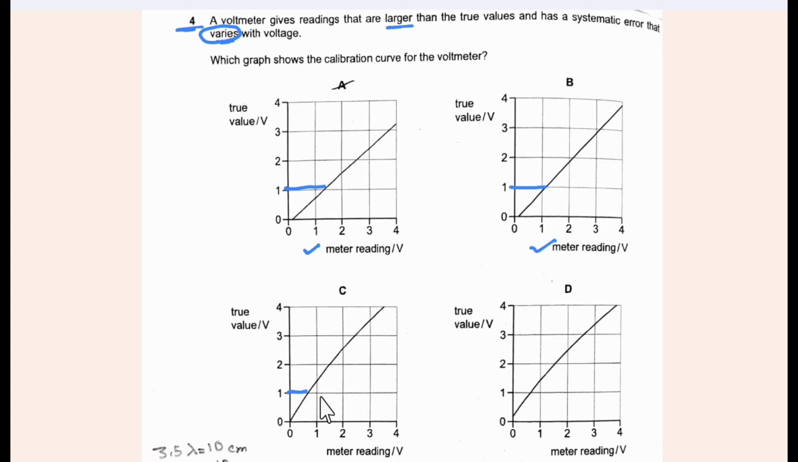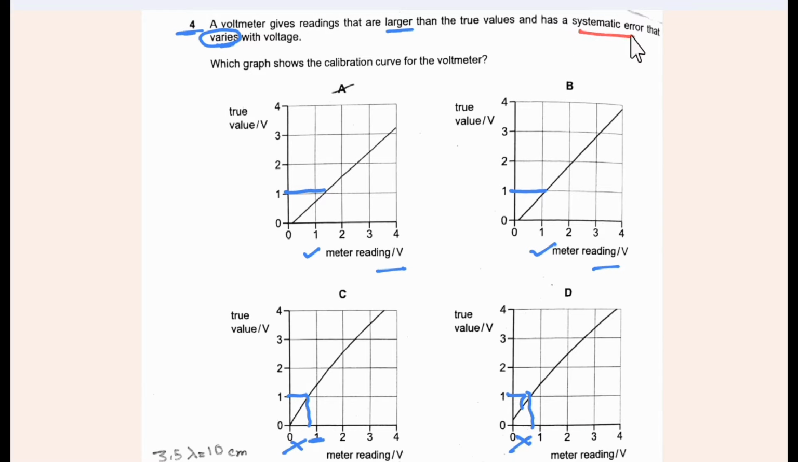Then when the true value is 1, the voltmeter reading is less than 1. That is, the voltmeter reading is less, so it is not our answer. Again, when the true value is 1, the voltmeter reading is less, so it is not our answer. So it could be either A or B.